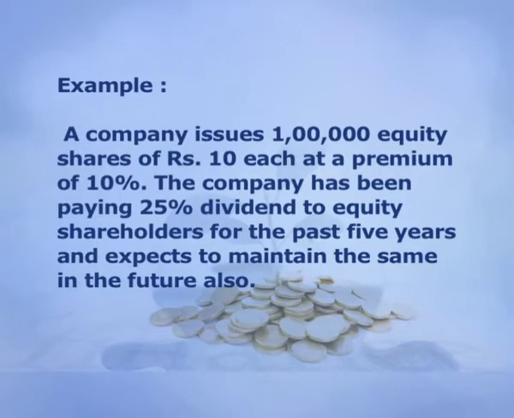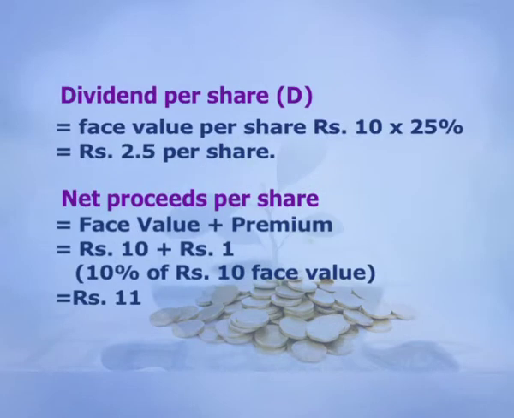Now let us understand it by an example. A company issues 1 lakh equity shares of rupees 10 each at a premium of 10%. The company has been paying 25% dividend to equity shareholders for the past 5 years and expects to maintain the same in the future also. Let us first calculate dividend per share. As rate of dividend is 25%, dividend per share D is equals to face value per share, that is rupees 10 into 25%, which is equals to rupees 2.5 per share.